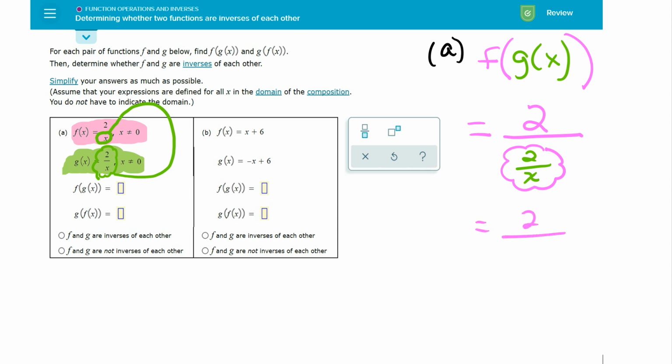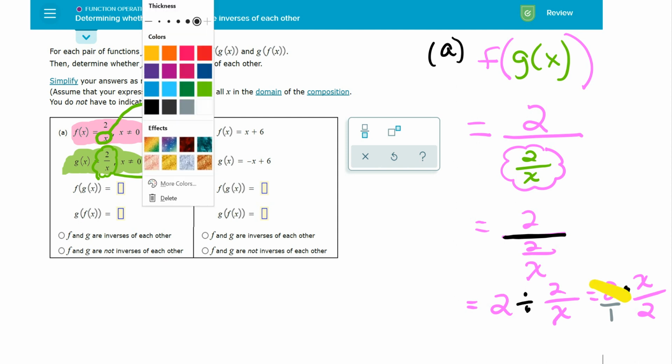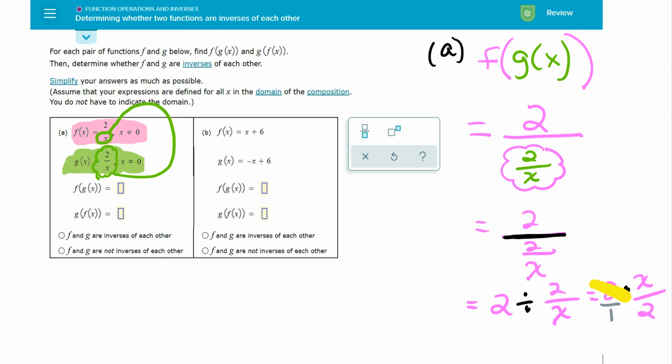So what I really have here is 2 over x. However, this line right here, you can see as division. So this is really 2 divided by 2 over x. And of course, in fraction land, you can change any division to multiplying by its reciprocal. And when you put the x over 2 like that, this 2 can be seen as 2 over 1, and you can cross out the 2's so that all you're left with is an x.